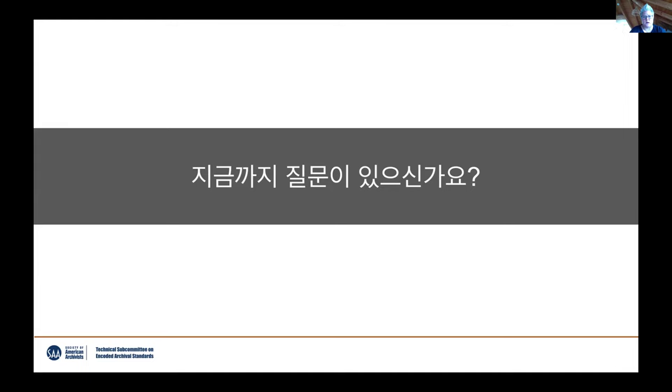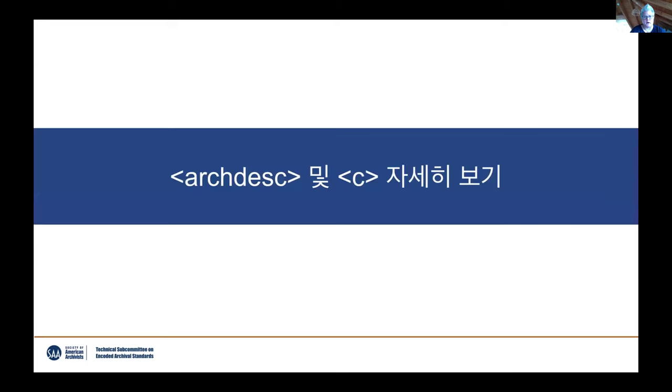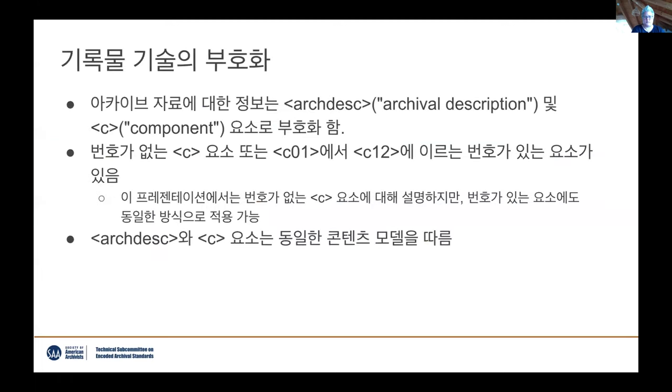So looking at the archival description and the component elements, next slide, please. I want to start with the statement that there actually are two variations of the component element. So there is the unnumbered C element, and then there are numbered C elements. So you might also find examples where you have a C01, C02, up to C12 element within the XML structure. For this presentation, we're going to stick with the unnumbered C elements, but essentially everything that I say for the unnumbered C element also applies to the numbered ones.